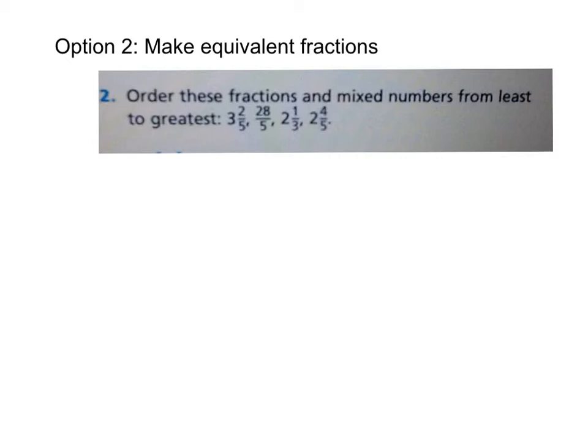I'm looking at these 4 fractions. I want to compare them from least to greatest. We have 3 mixed numbers and 1 improper fraction. So the first thing I want to do here is convert the improper fraction into a mixed number, and that's going to make these all look pretty similar. It'll be a bit easier to compare them.